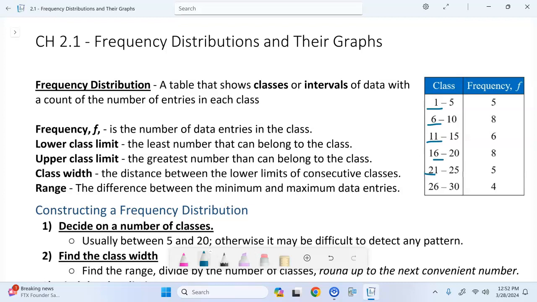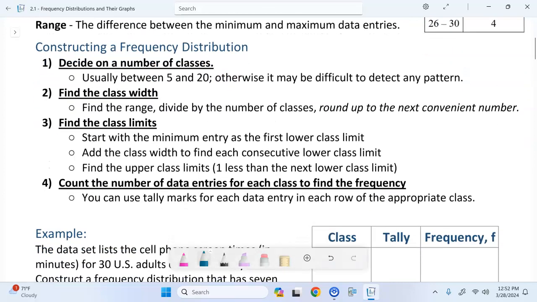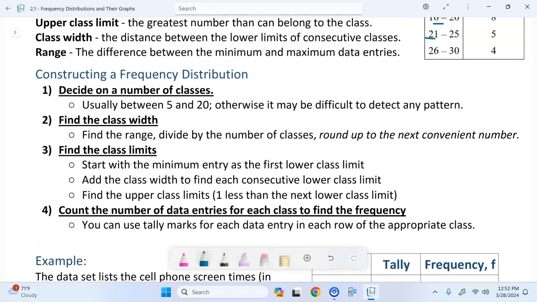So there's 4 steps in constructing a frequency distribution. We start by deciding on the number of classes we're going to have. How many groups are we going to break the numbers up into? The general rule of thumb is somewhere between 5 and 20. The exact number is going to depend on how big your data set is, how spread apart your data values are, and it's a little bit of arbitrary decision making. But the idea is if we have not enough or too many classes, it becomes really hard to identify any patterns or trends in the data.